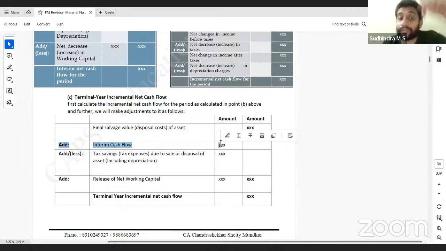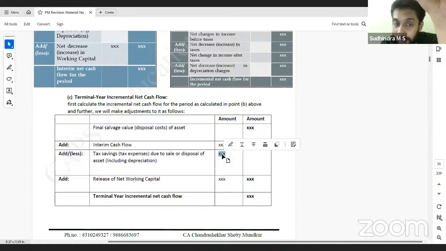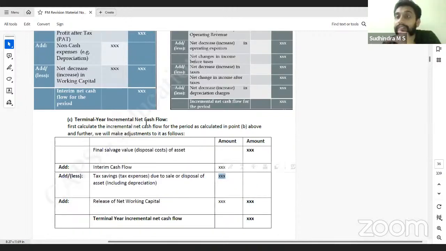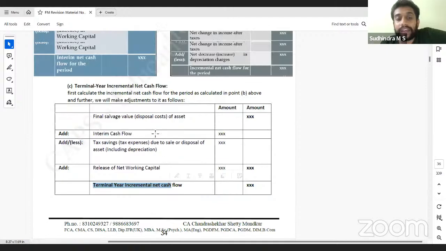Add the interim cash flow of that year. If there is any profit or inflow that you have earned, add it to that. Then, because of your selling this asset, a tax savings or tax expense adjustment should be made. Then, since the project is coming to an end, working capital will be released. That release of net working capital should be added. This gives you the terminal year incremental net cash flow.